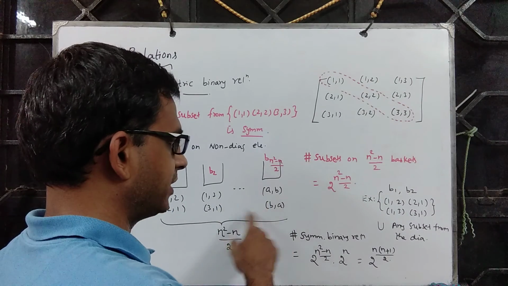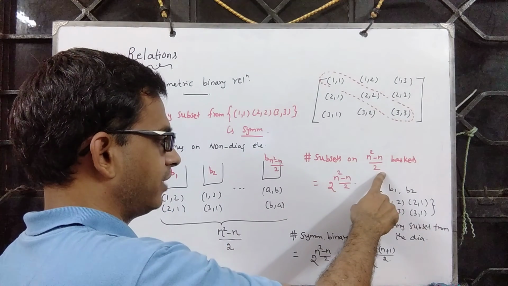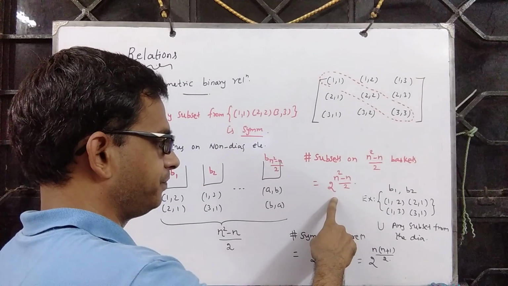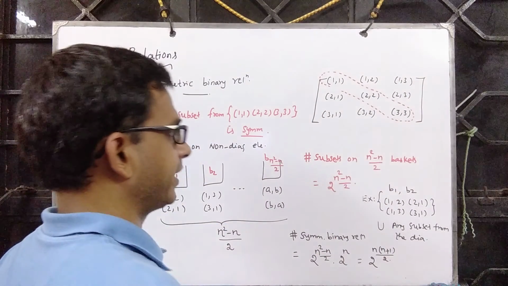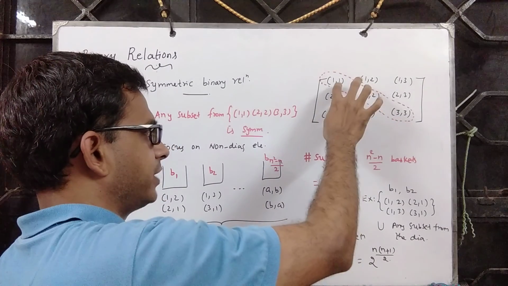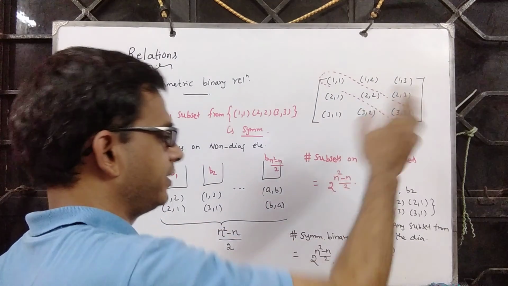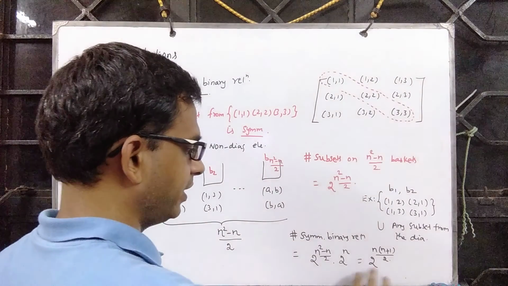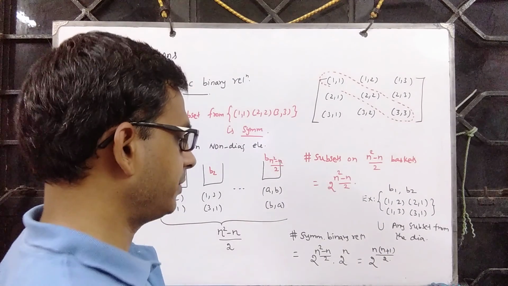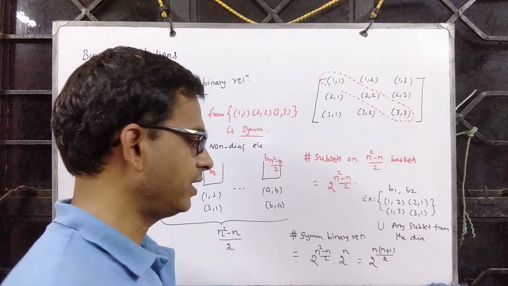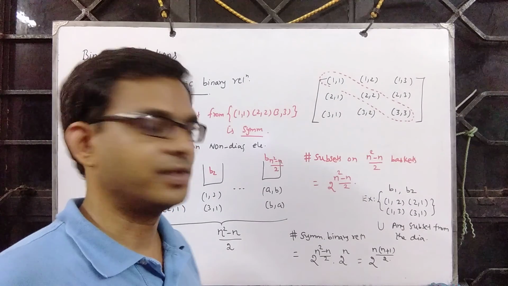So how many subsets are possible on (n² − n)/2 baskets? This many. With that you can associate any subset. I can associate the empty set, or I can associate (1,1) or (2,2), (3,3). So this many relations are possible. So the number of symmetric binary relations is 2 power n(n+1)/2.